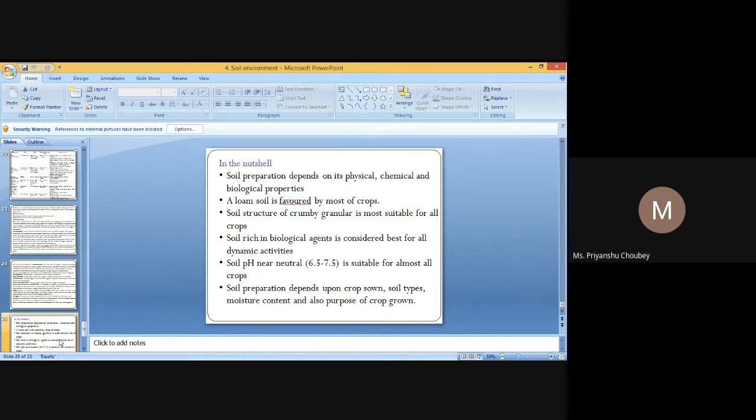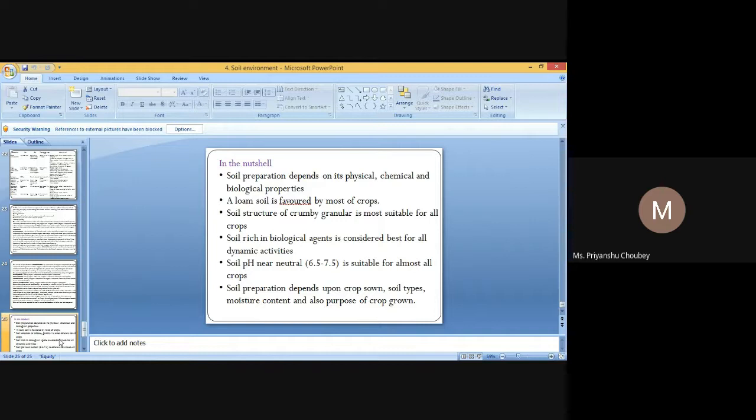In a nutshell, soil preparation depends on its physical, chemical, and biological properties. Loam soil is suitable for most crops. A crumbly, granular soil structure is most stable for all crops. A soil rich in biological agents is considered best for all dynamic activity. Soil pH near neutral, 6.5 to 7.5, is suitable for almost all crops.